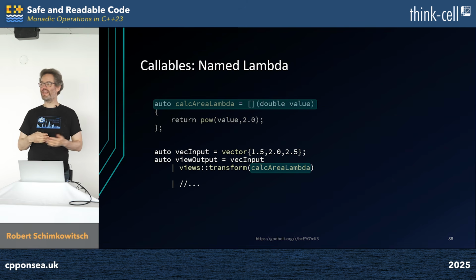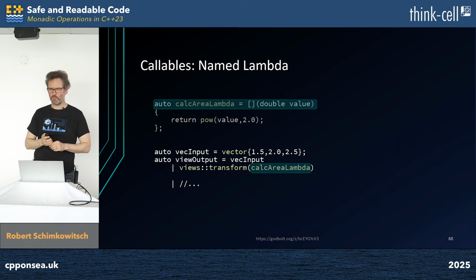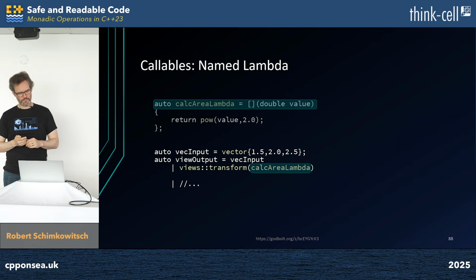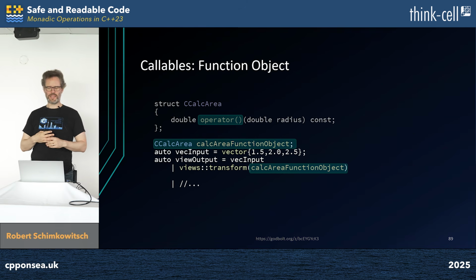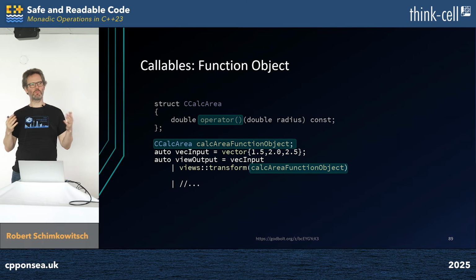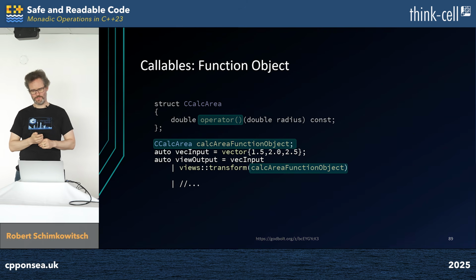And if you want to give a lambda a name for documentation purposes or want to reuse it in multiple places, that's how you can do that. And there are also function objects which work pretty much like lambdas, give you a little more flexibility, and they are objects with the call operator.